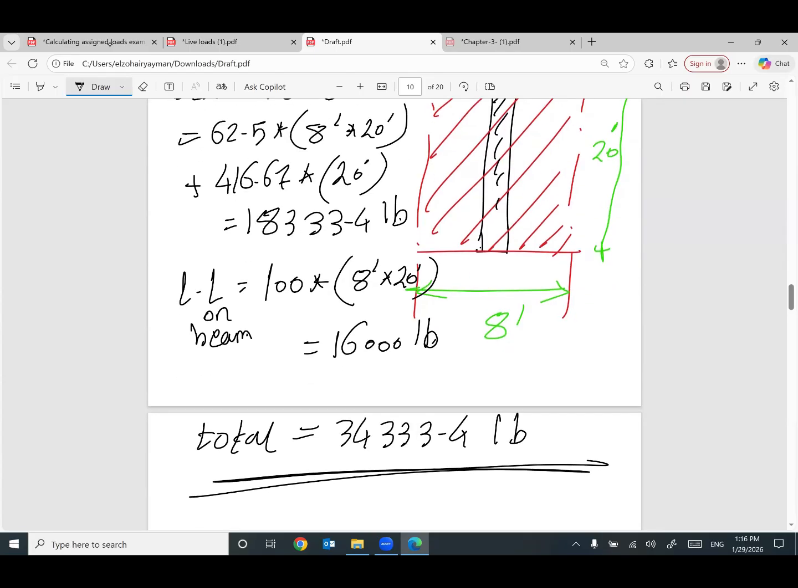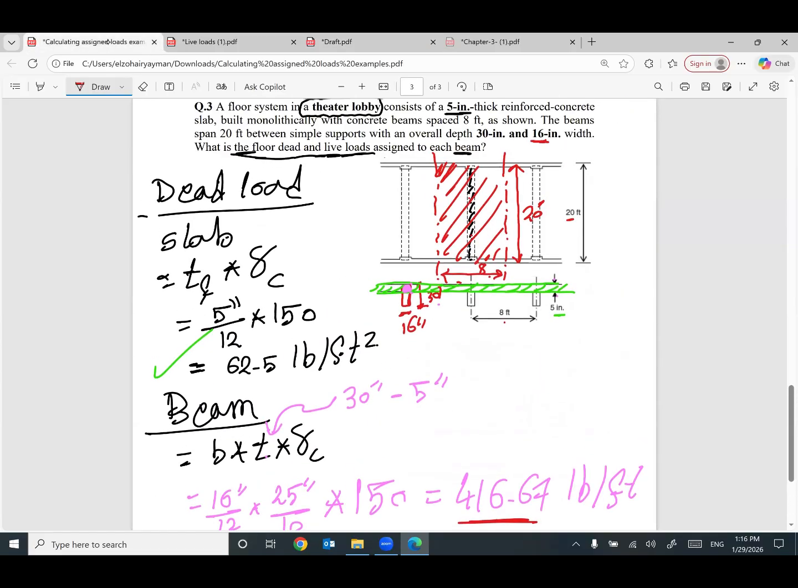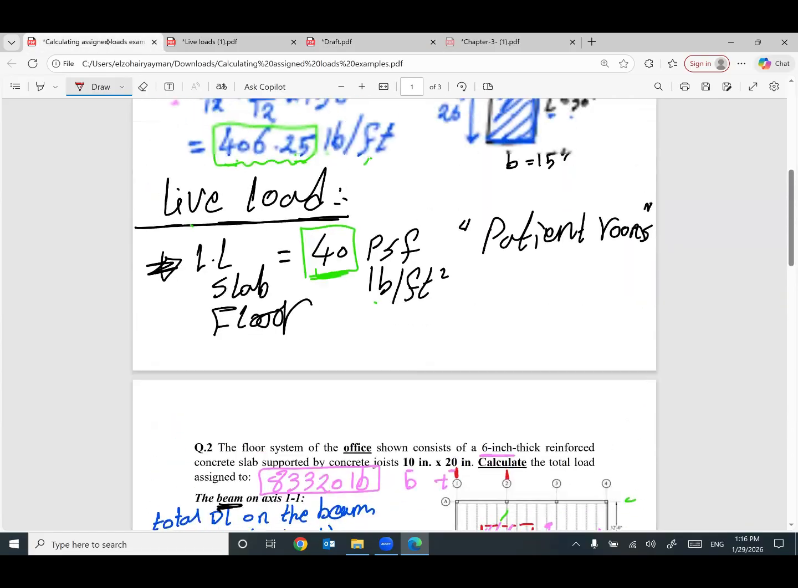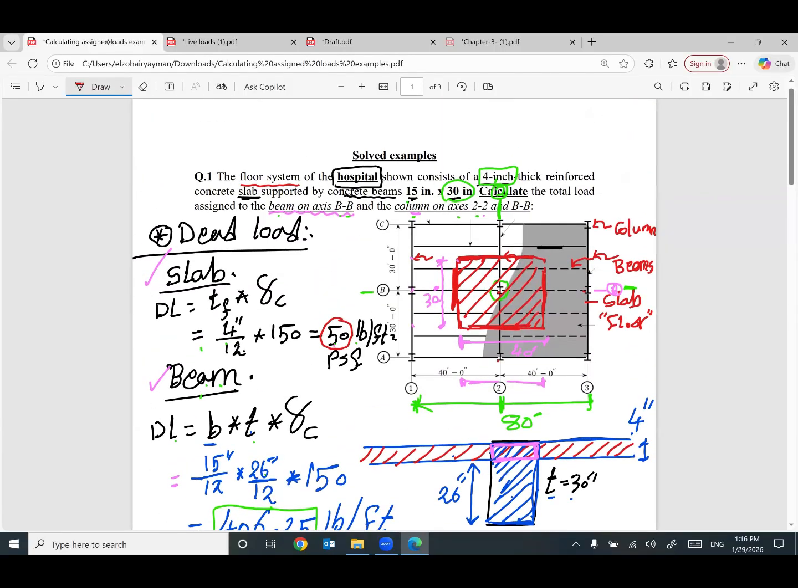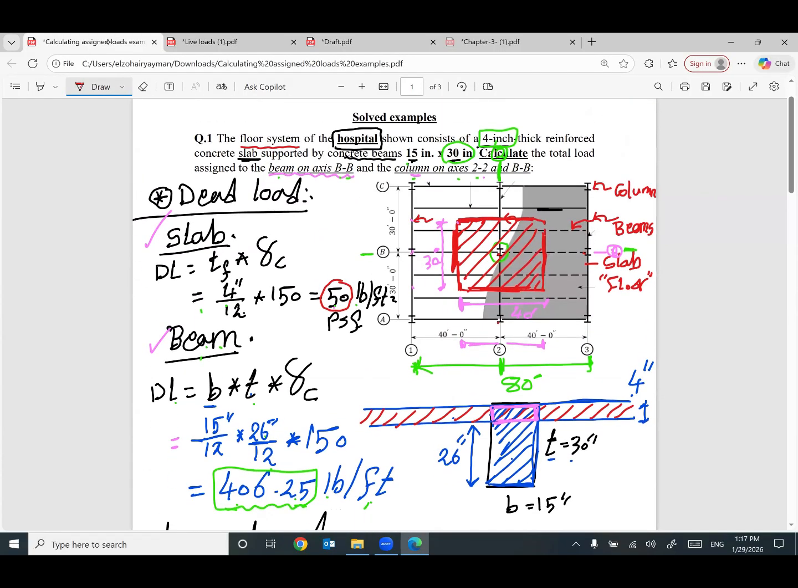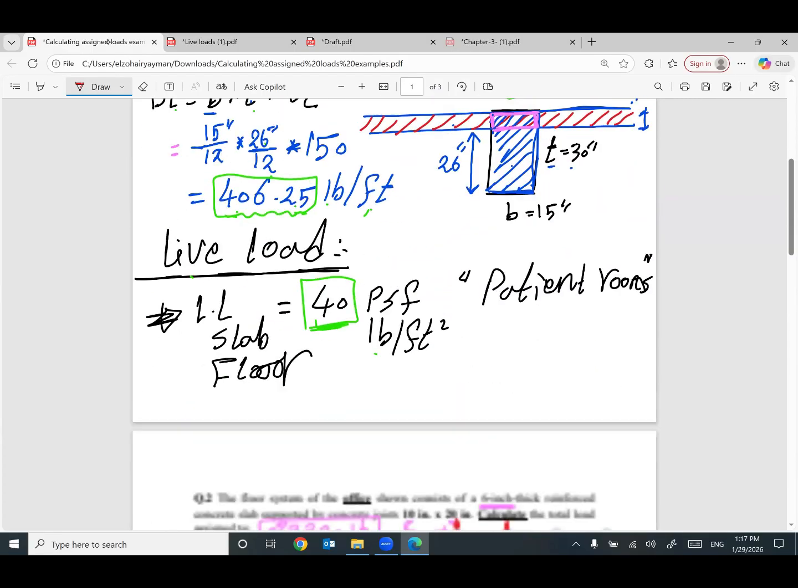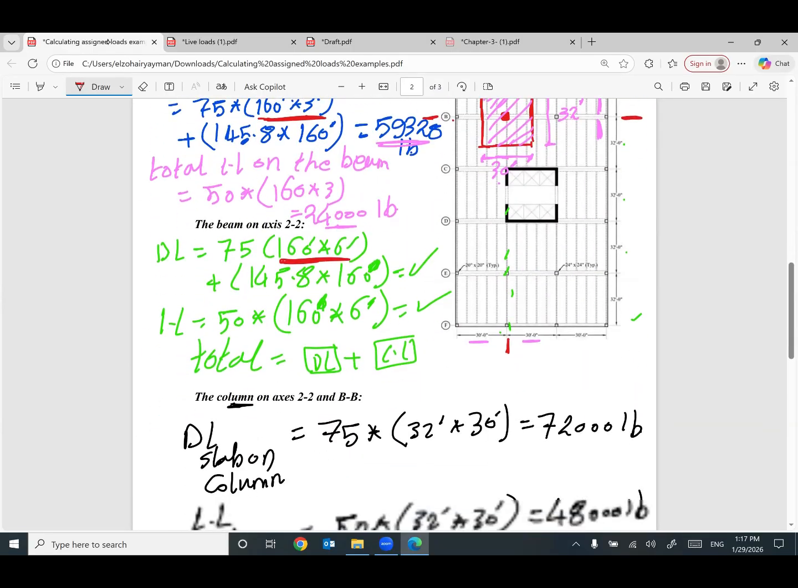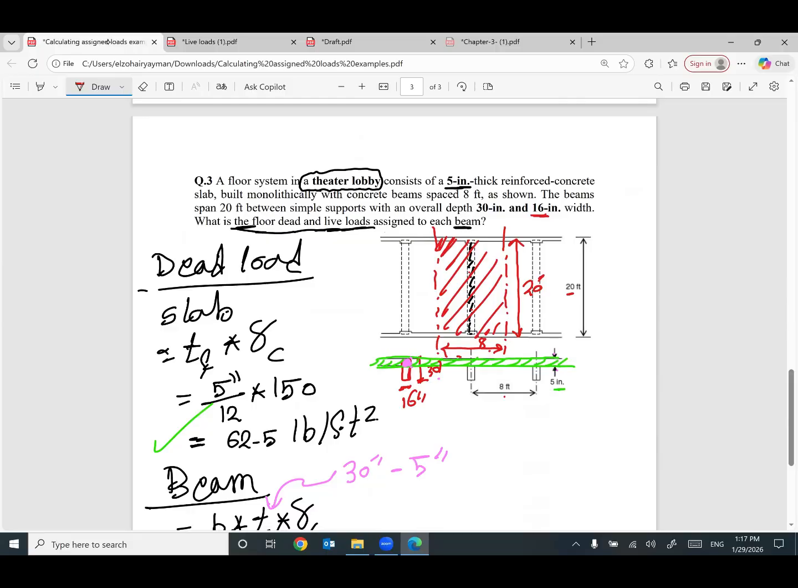That makes sense? So guys, if you look at the 3 examples I solved today, you will see the same steps. But the only difference from this example and the next one and the next one is how to sketch the area assigned to each beam and each column, for this example, and this example, and this example. That makes sense? But the same steps.